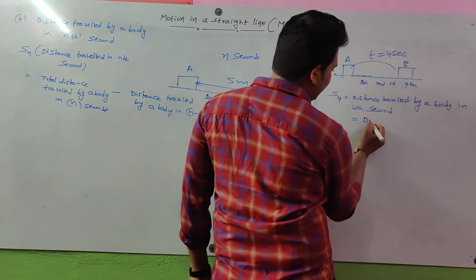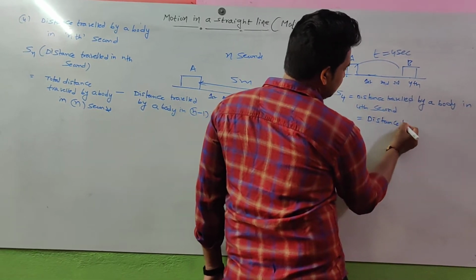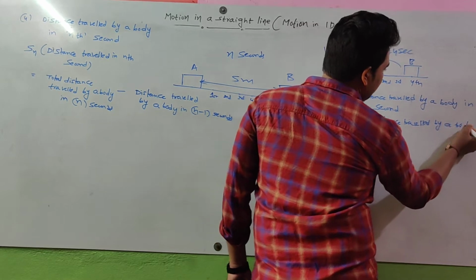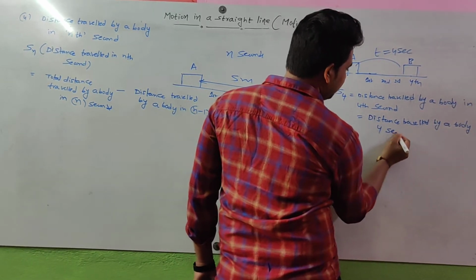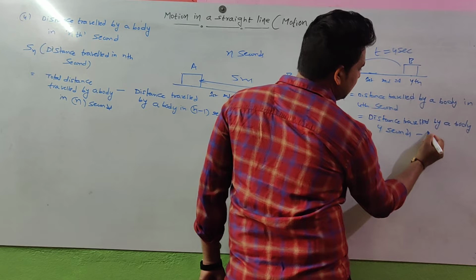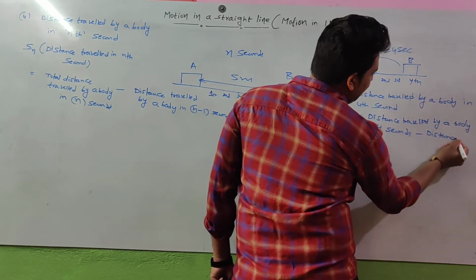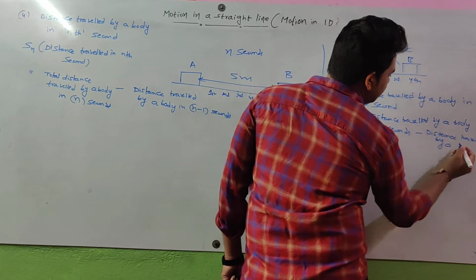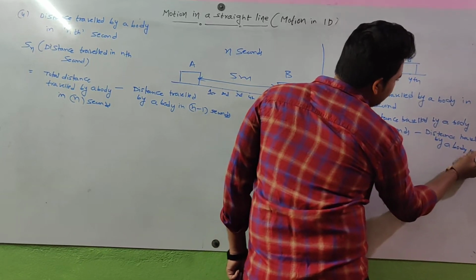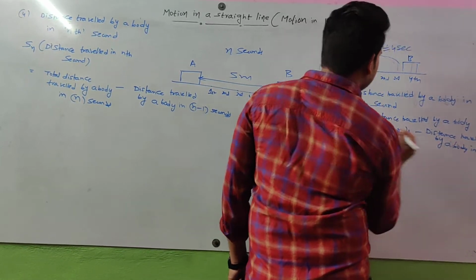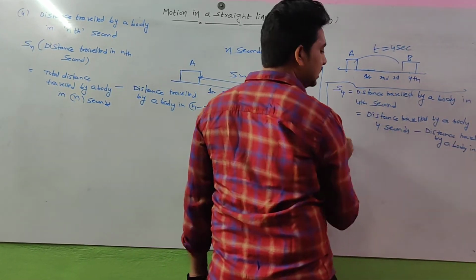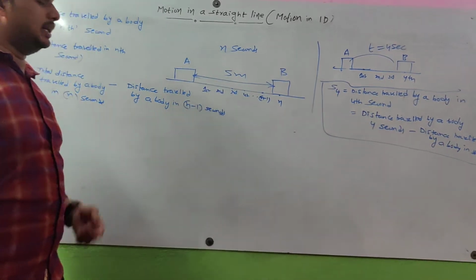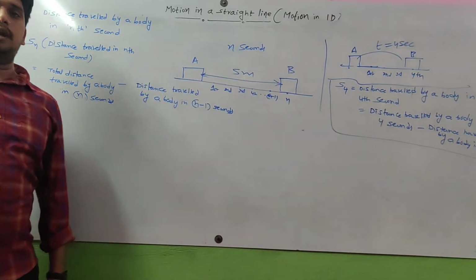Distance traveled by the body in 4 seconds minus distance traveled by the body in 3 seconds. So we apply this formula, and you got the distance traveled by the body in the fourth second. Like this, here also we apply this formula.